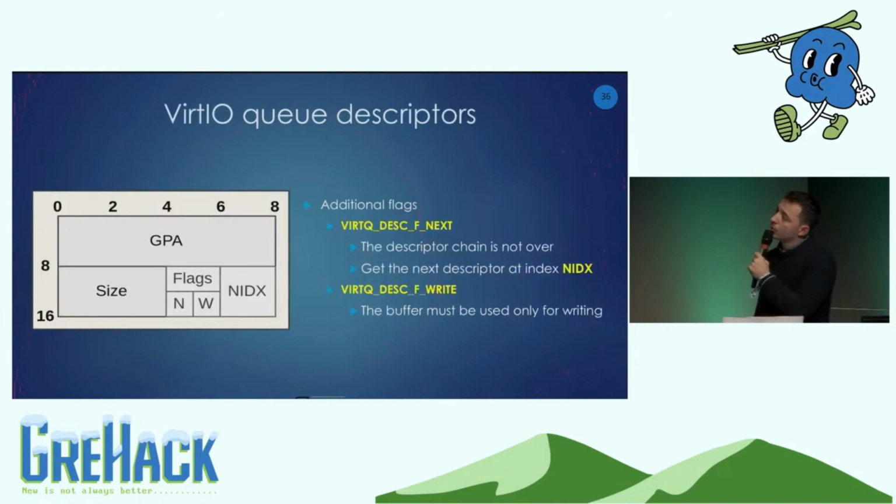And in Virtio queue, the descriptor looks like this. So you have 0x10 bytes for a descriptor, 8 bytes for the guest physical address, 4 bytes for the size, and some flags. And there are 2 important flags. You have the next flag. If the next flag is set, it means the descriptor chain is not over. You have to look at another descriptor after that. And the other descriptor is located at the index stored in the last 2 bytes of the descriptor. So this is the index of the next descriptor in the queue. And the write flag, if it's set, means the buffer is supposed to be used for writing. And if it's not set, it's supposed to be used for reading.